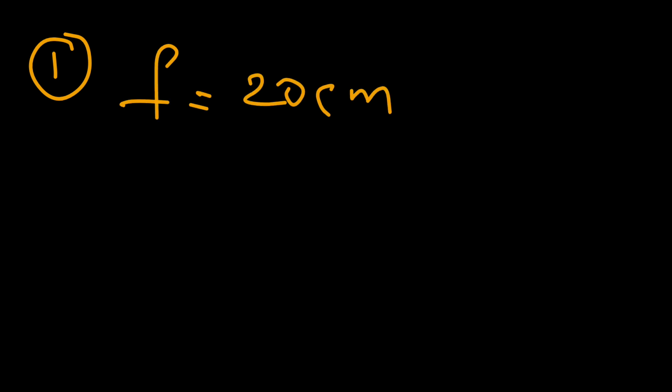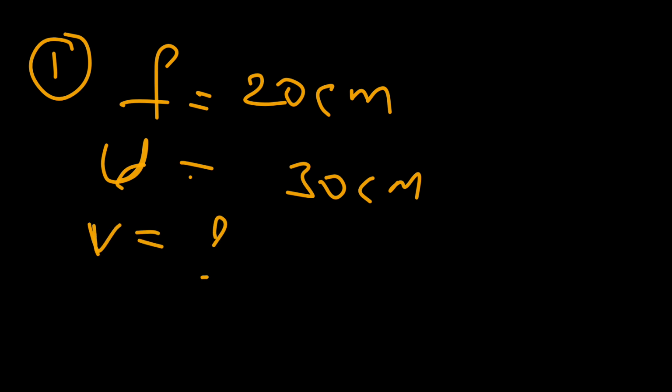Okay. So first problem: a convex lens has focal length 20 centimeters. An object is placed at, object is nothing but u, 30 centimeters from the lens. Find the image distance. v is equal to question mark. Right? These are the values. But carefully, in a convex lens, f is taken as positive, u is taken as negative. Right? Let's find the v value.